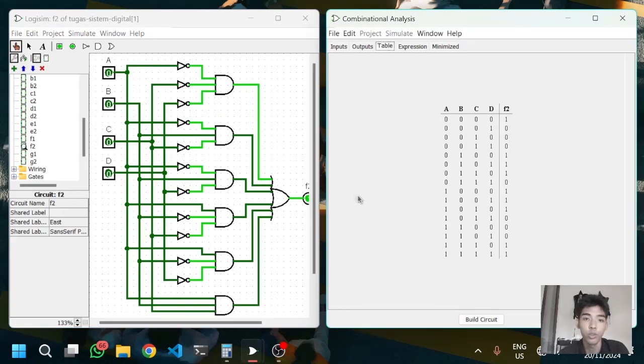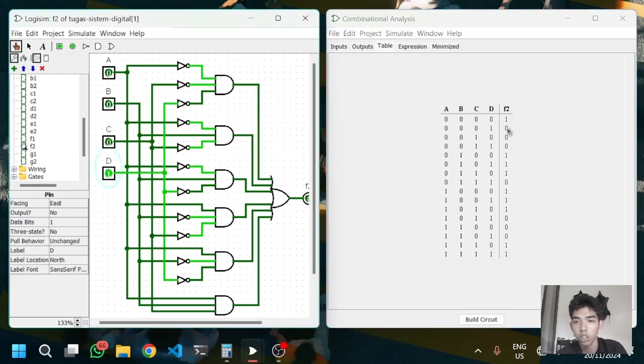Okay, this is F2. It's a bit complicated, but it's fine. We're going to move on. Okay, so this is the truth table of F2. This is the circuit of F2. So now let's check from 0 to 15. Okay, 0, 1, 1 is off, 0. Okay, 2, 3, 4, 5, 6, 7. Okay, we see 7 here. 0 is correct.